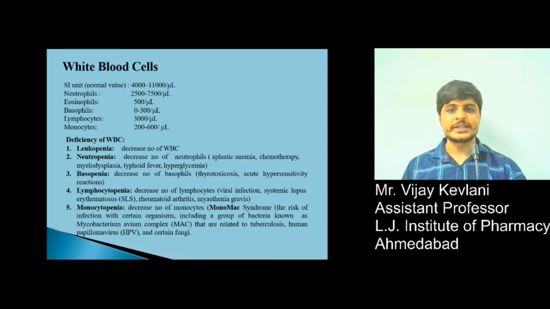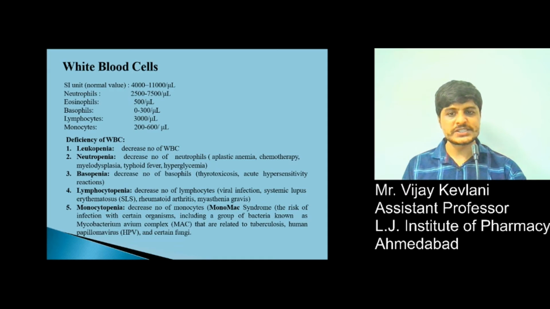Next is white blood cells. We already know the normal range of white blood cells is 4000 to 11,000 per microliter. Among that, neutrophils are 2500 to 7500 per microliter, eosinophils are 500 per microliter, basophils are 0 to 300 per microliter, lymphocytes are 3000 per microliter, and monocytes are 200 to 600 per microliter.